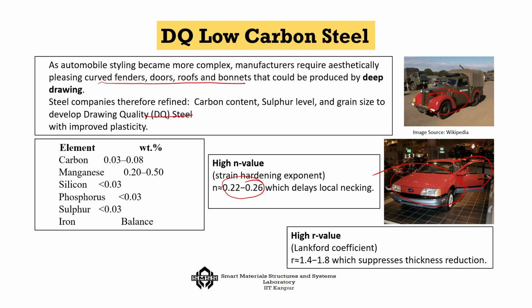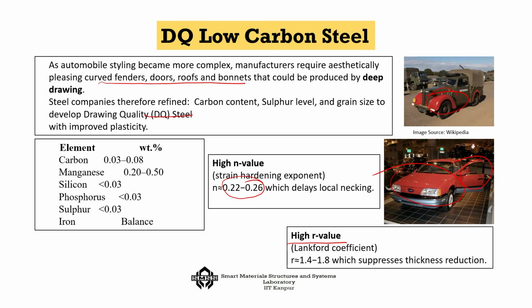And along with that, you also get a high R value. The R value for this is about 1.4 to 1.8, that suppresses the thickness reduction as you are drawing the steel, because if the thickness gets thinner faster and faster, it may fail. So, that is what the high R value means: it resists the reduction in thickness.